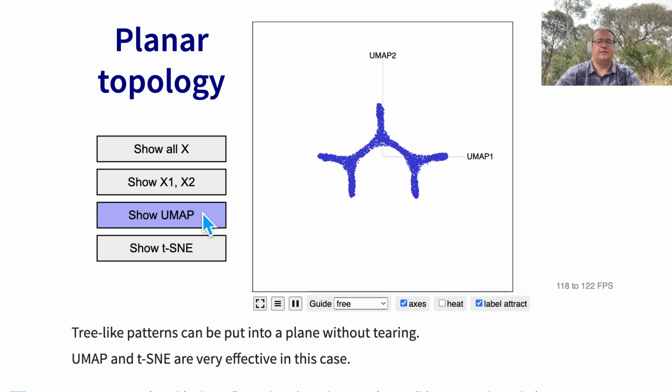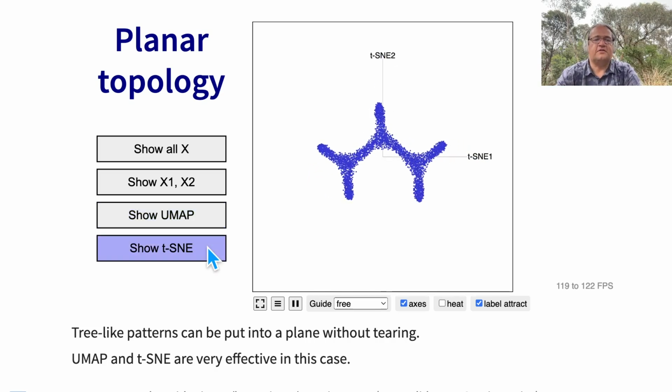So for example, we use UMAP in single-cell RNA-Seq data because it can show this sort of structure, which might be a set of developmental trajectories for some cells. And again, t-SNE, if you choose the right settings, performs similarly.